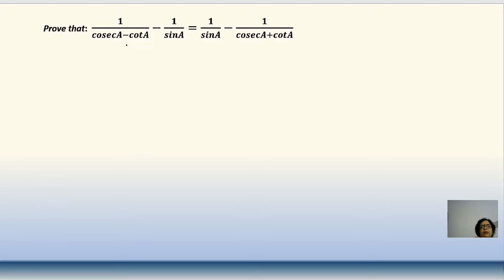So the first one is given as 1 by cosec A minus cot A minus 1 by sin A is equal to 1 by sin A minus 1 by cosec A plus cot A. So we take the left hand side and rewrite this as 1 by cosec A minus cot A, and 1 by sin A can be written as cosec A.